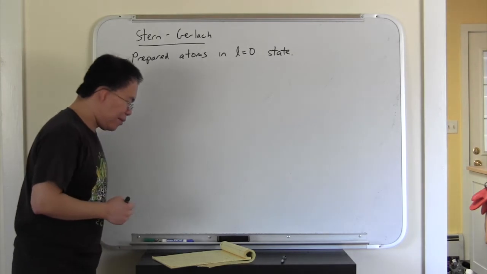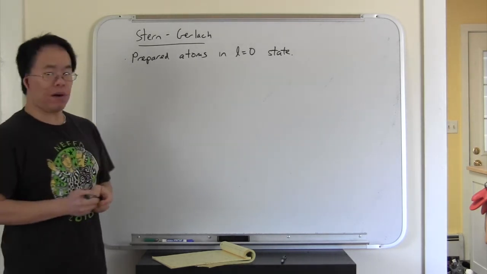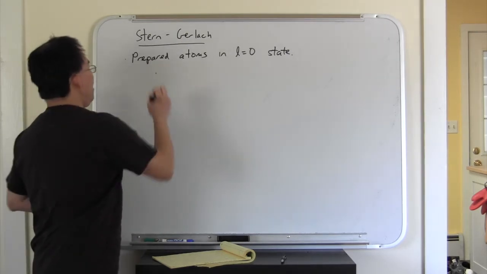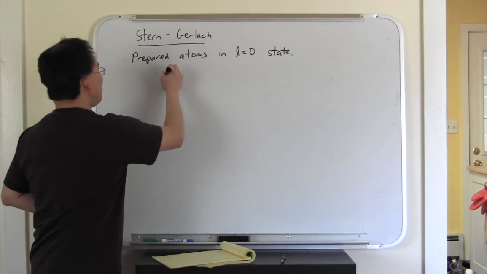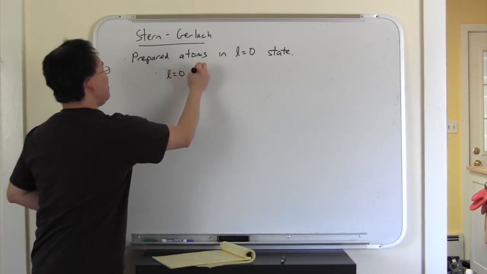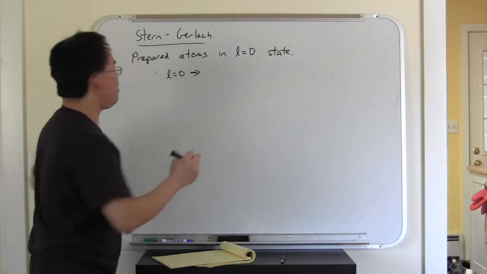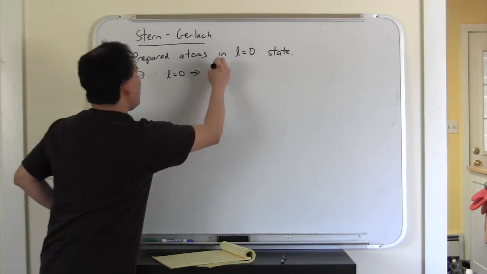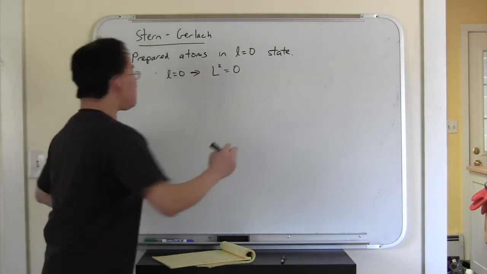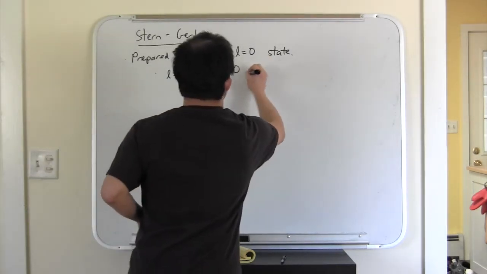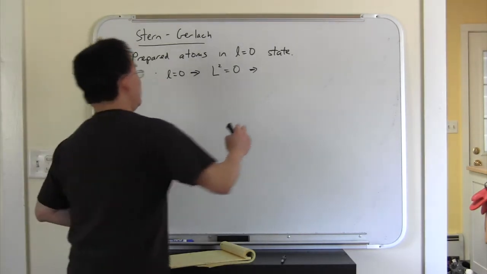Okay, so they prepared these atoms in an L equals 0 state. Right? So according to Schrödinger, such an atom should have, if L equals 0, that means the eigenvalue of orbital angular momentum squared is 0. And then this means that the magnetic dipole moment of such an atom should be 0.